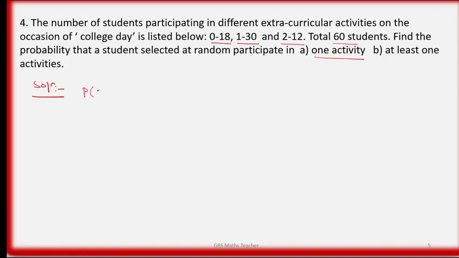Yes, total 60. Find the probability that a student selected at random participates in one activity. One activity means the number participating in one activity, which is 30. This is a shortcut way, I am just giving hints. That is 1/2.